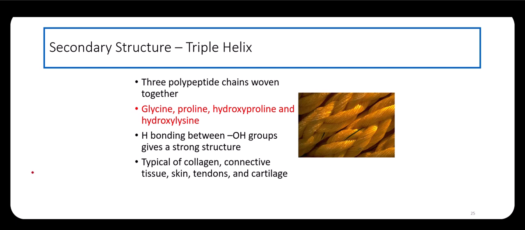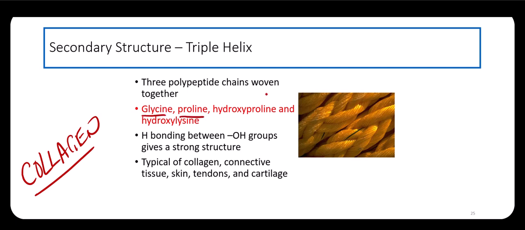The most common example you're going to see of a triple helix is that of collagen. The 3 polypeptide chains in collagen are going to be a glycine, a proline, the 3 amino acids, and the hydroxylated version of either a proline or a lysine. So hydroxyproline or hydroxylysine. So that's typical of collagen. You're going to see it everywhere. Connective tissue, skin, tendons, cartilage, everything.